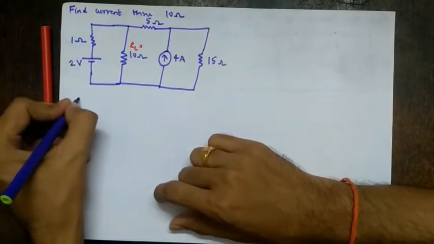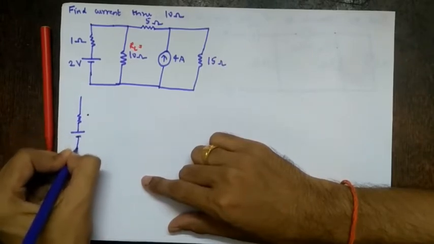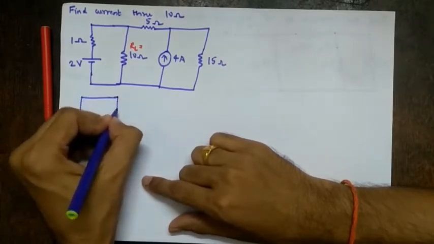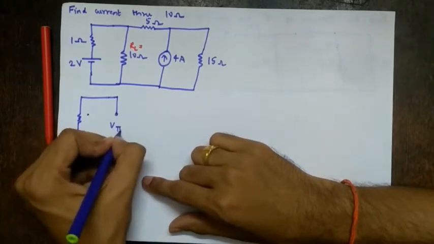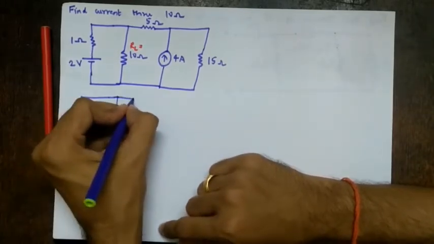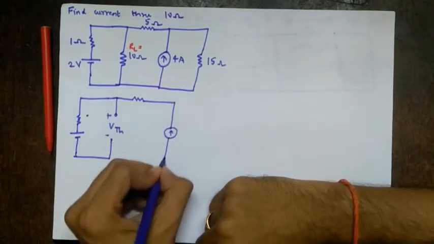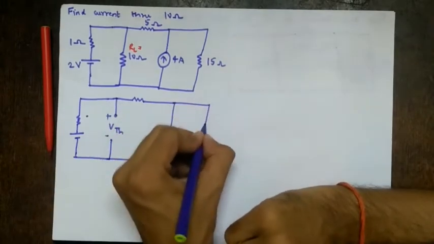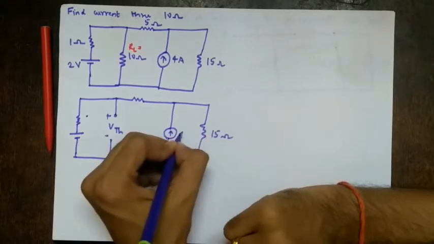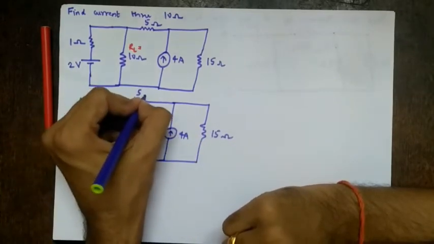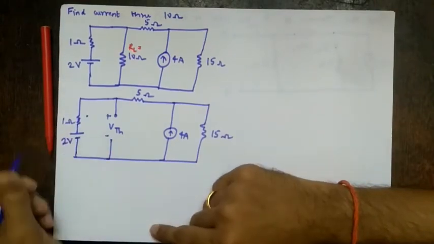So first we find VTH. We redraw the network, and we remove the load itself. So let's redraw it. So here it is. What we find is VTH. So this is VTH plus minus. This is 15 ohms, 4 ampere, 5 ohms, 1 ohm, 2 volts, right?